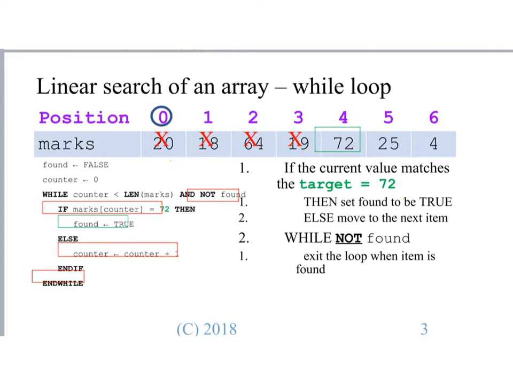Otherwise, while not found, if it's not been found, we'll exit the loop when the item is found. So the while is what happens while it's not found. You've got while counter is less than the length of marks and not found. If the marks meet the requirement of 72, then we'll say yes, we've found it, it's true. Else counter equals counter plus 1. We add another 1 to the counter, then we end it.